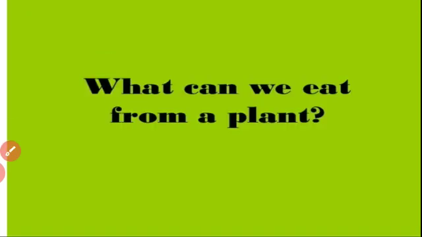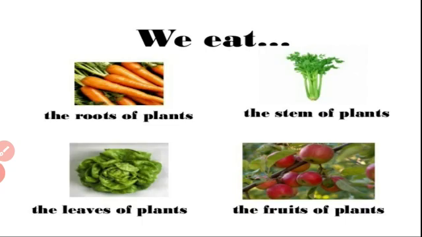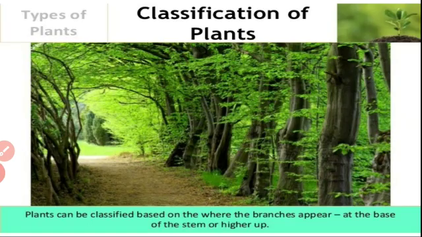What can we eat from a plant? Usually you will say fruits and vegetables. Not only fruits and vegetables. See, we can eat the roots of a plant. Example, carrot, radish. In the same way, the stem of a plant. Example, sugarcane, coriander. Leaves of a plant. Example, spinach. Fruits of a plant, you usually know, apple, orange, like that. Not only fruits, flowers also we can eat. Example for that is cauliflower.